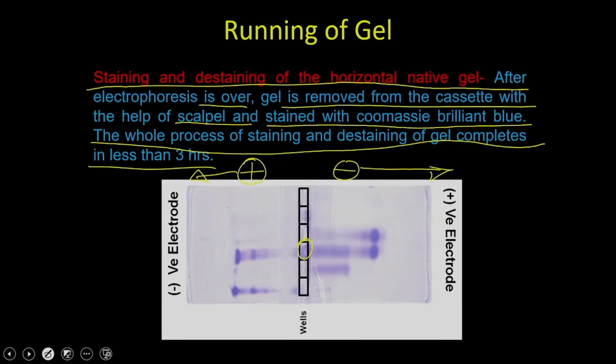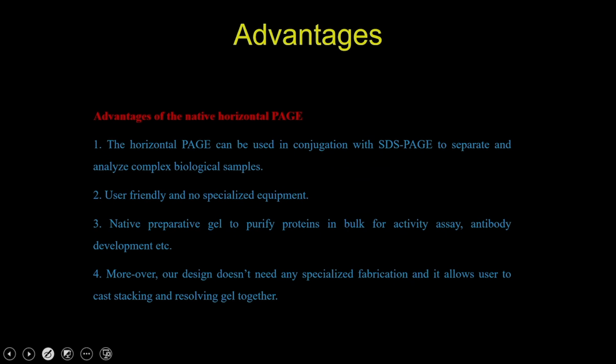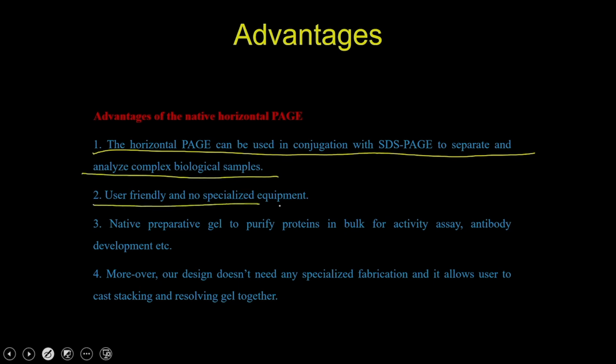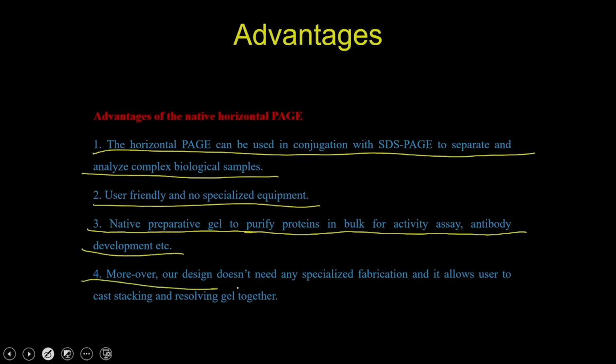What are the advantages of this gel electrophoresis? The horizontal gel electrophoresis can be used in conjunction with SDS-PAGE to separate and analyze complex biological samples. It is user friendly and no specialized equipment is required. The native preparative gel is used to purify proteins in bulk quantity for antibody development as well as for activity assays. Moreover, this design does not require any specialized fabrication.